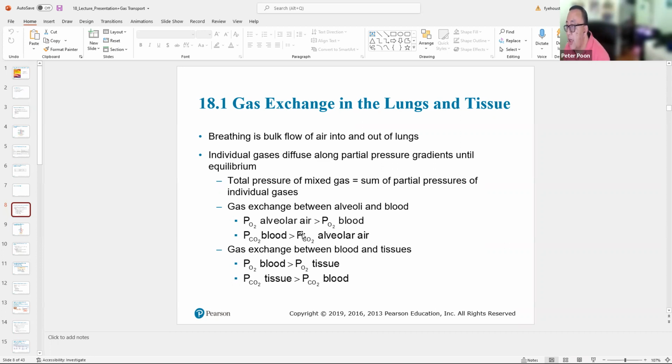The PCO2 of the blood is greater than the PCO2 of alveolar air, so CO2 will leave the blood and go into the alveoli. And this is the same as in the tissues. The PO2 of the blood has to be higher than in the tissue for the gas to go into the tissue.